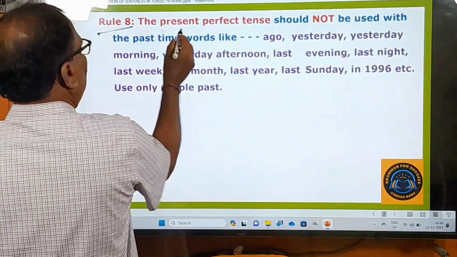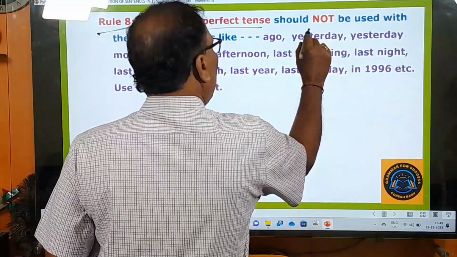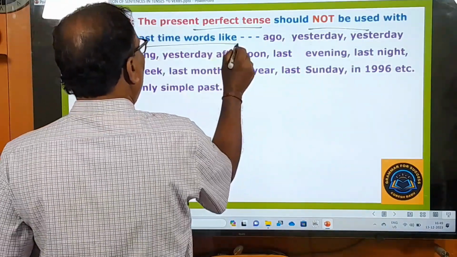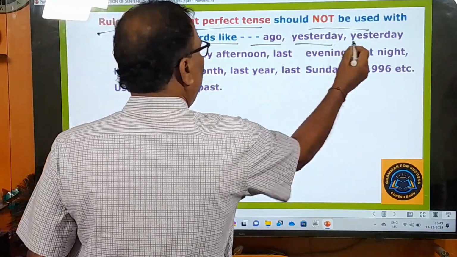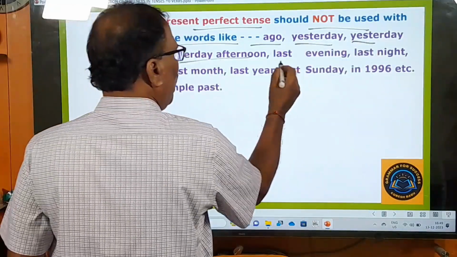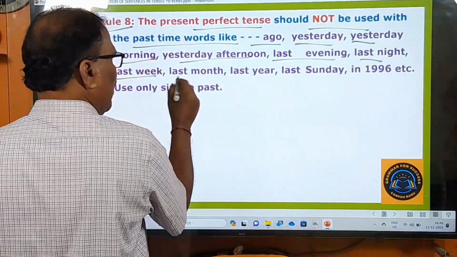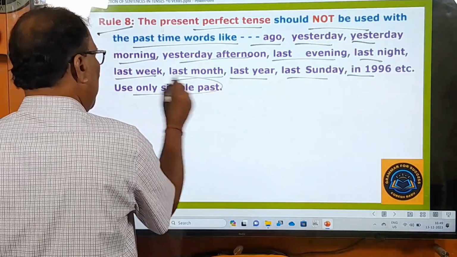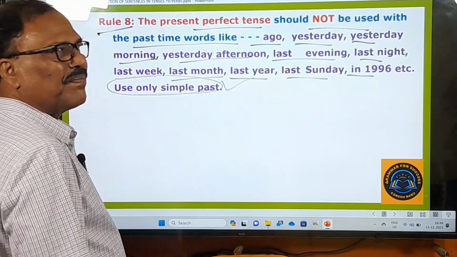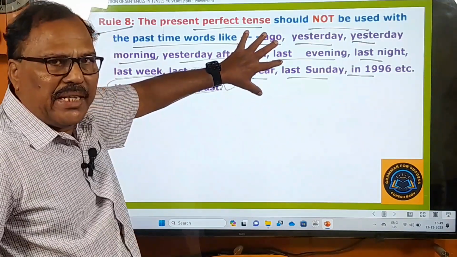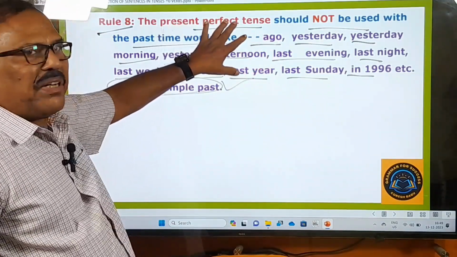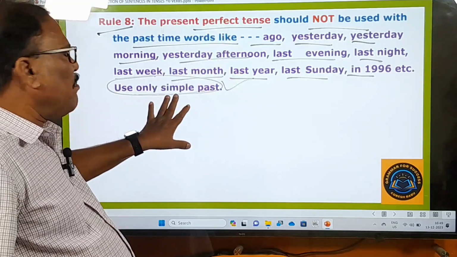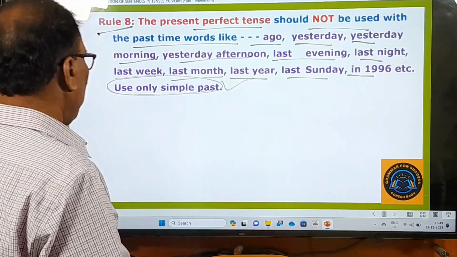Rule 8 is there. The present perfect tense should not be used with the past tense words like ago, yesterday, yesterday morning, yesterday afternoon, last evening, last night, last week, last month, last year, last Sunday, in 1996, etc. Use only simple past. With all these past tense indicating words, you should not use present perfect tense. Okay, you should use only simple past. How? I'll give you some examples.